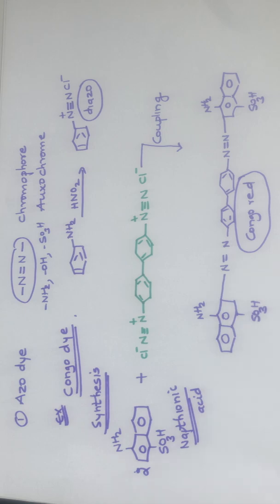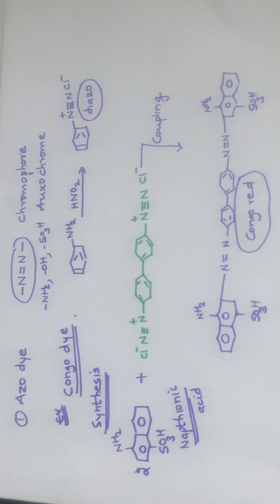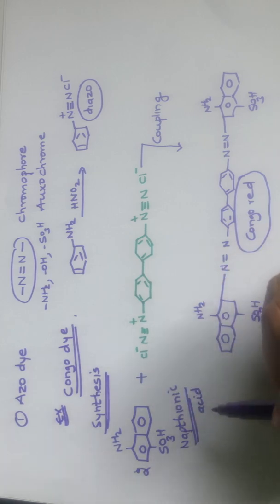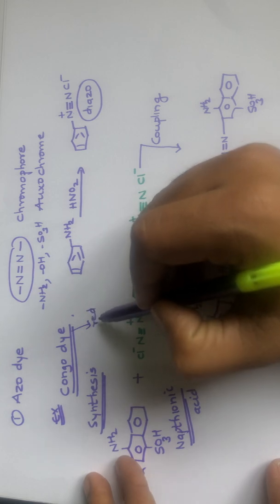If you treat this with NaCl, you get the disodium salt. When you treat this with NaCl, this H gets replaced by Na plus. So you get SO3 minus Na plus and SO3 minus Na plus. That is called the disodium salt. Congo red is used for dyeing cellulose fiber. It is an important acid base indicator. Congo red dye is red in basic medium.